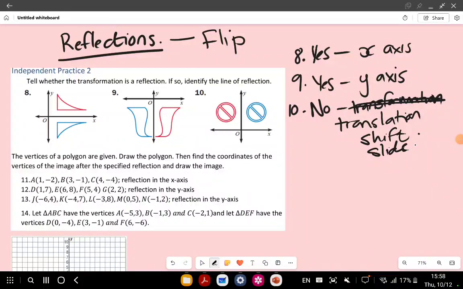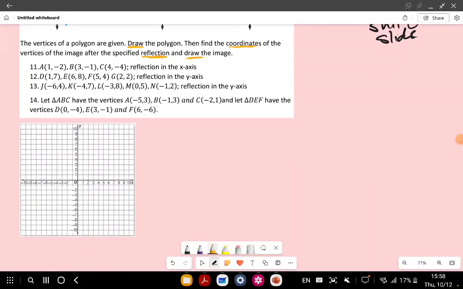Okay. Question number 11 is saying to us, the vertices of a polygon are given, draw the polygon. So let's quickly highlight what we must do. We must draw the polygon and then find the coordinates of the vertices and draw the image again. So we're going to do a reflection, right? So there's 3 things we need to do. Let's go ahead and do that.